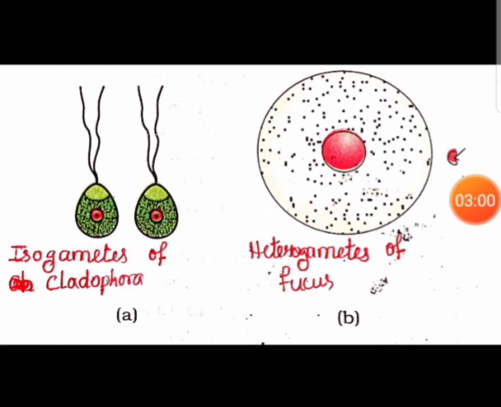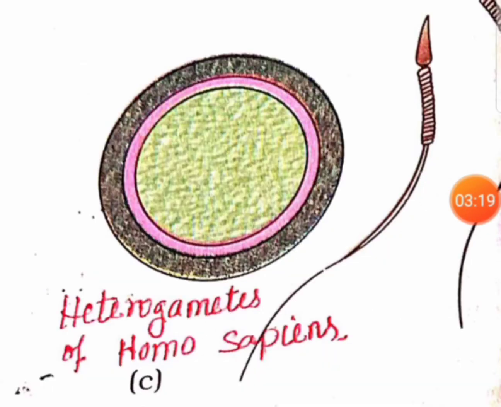If you find both the gametes are morphologically dissimilar, one gamete is smaller, one gamete is larger, then you can consider that as heterogamete. The best example here for heterogametes is Fucus, which is also one type of algae. In Homo sapiens also we can find heterogametes because both the gametes are morphologically distinct. Here you can find the male gamete called antherozoid or sperm, which is motile, and female gamete is called egg or ovum, which is non-motile. So this is also one example for heterogametes.